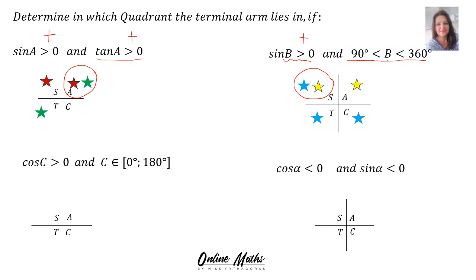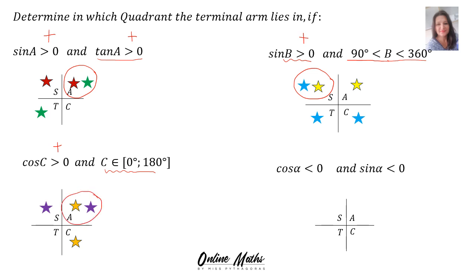Now the third one here on the left at the bottom, cos C greater than 0. That means where is cos positive? Cos is positive in the first and the fourth quadrant. And then this one reads as C is an element of 0 up to 180. That means first and second quadrant. Therefore, your terminal arm will lie in the first quadrant.